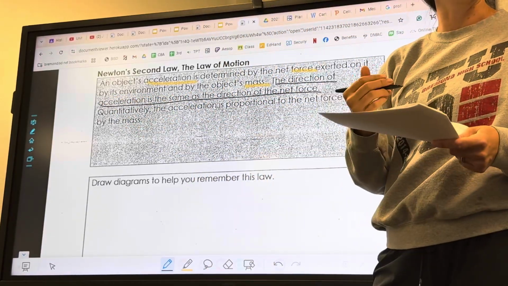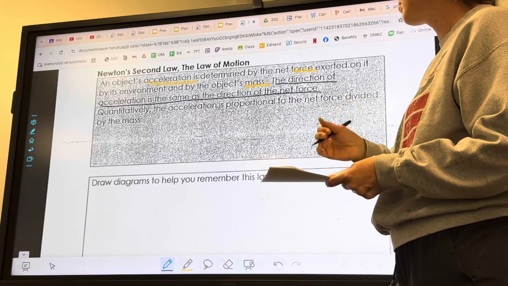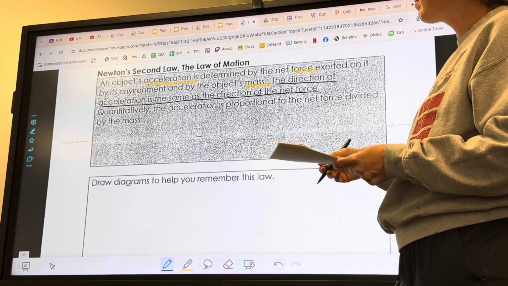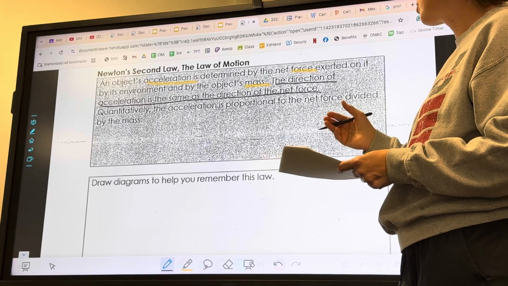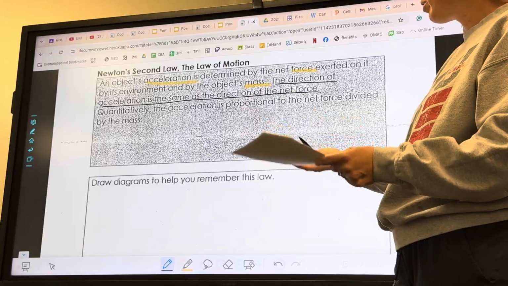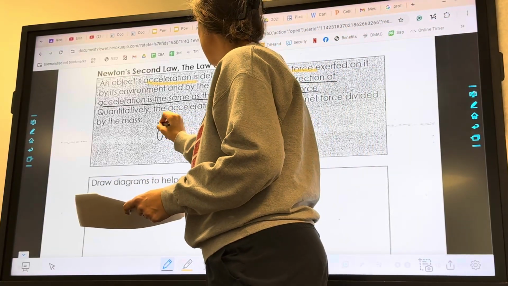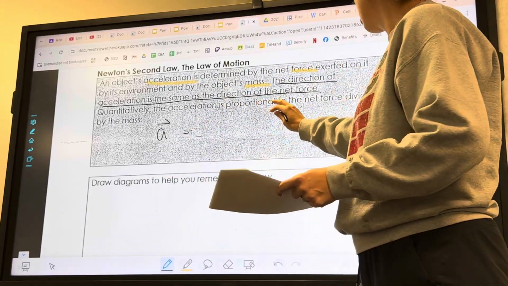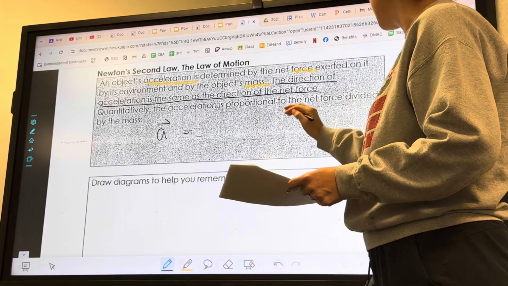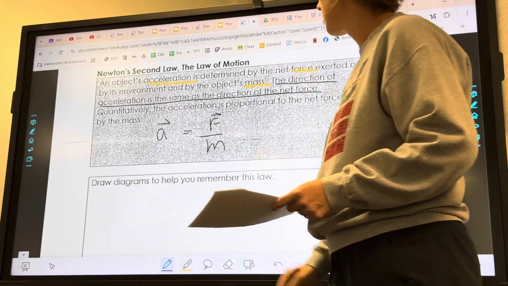So when we do problems, whenever they give you a direction for one, it should be the same for the other. So quantitatively, the acceleration is proportional to the net force divided by the mass, okay? They just want us to reiterate the formula again. Acceleration is proportional to the net force divided by the mass, to the force divided by the mass.